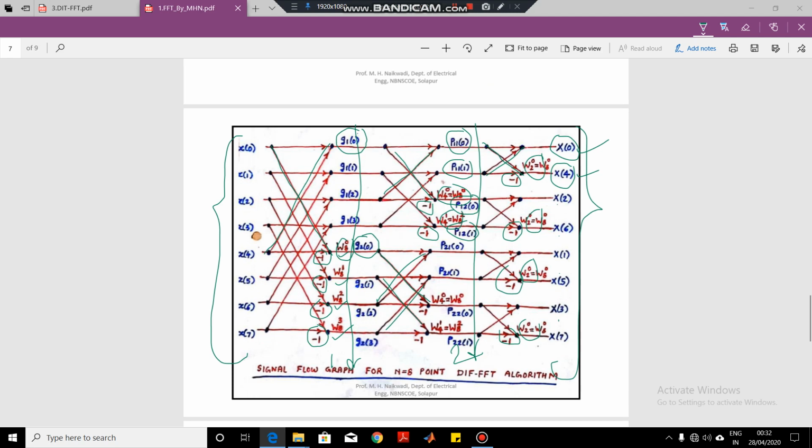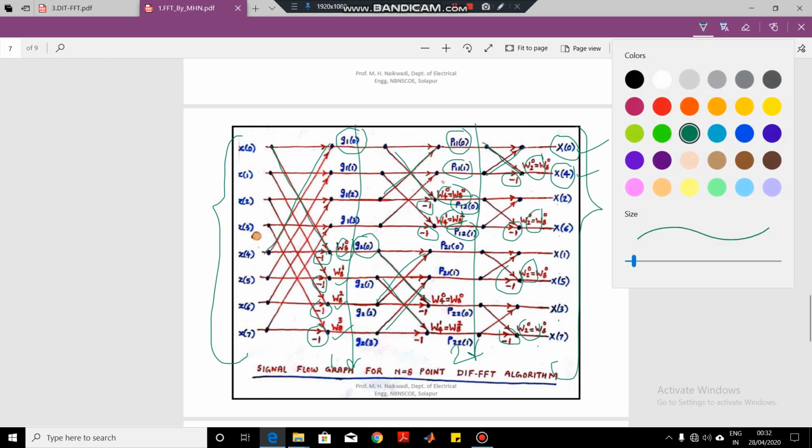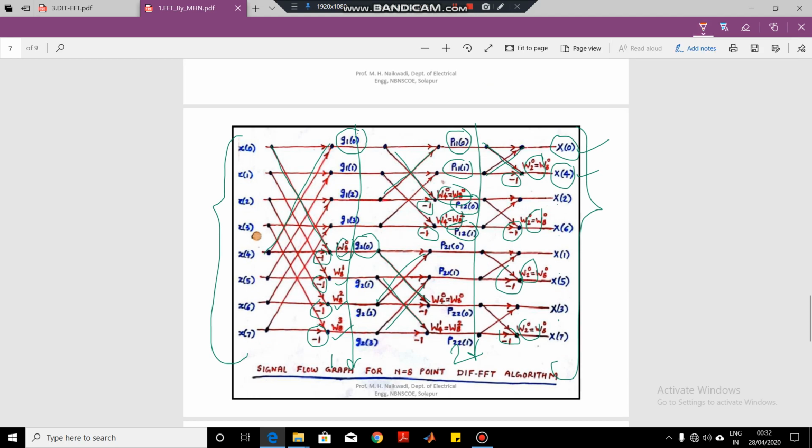Okay, and we can simplify the calculations further. What is the meaning here? See here, we are having W40. So this W40 is same as W80. So when you compute W80, there is no need of computing W40. Same thing here, W41 is same as W82. So when we have computed W82, there is no need of again computing W41. It will be same as W82. This is due to the symmetry property. And this W20 is same as W80. So once you compute W80, it is not required to compute W20. And this way your computations are reduced.